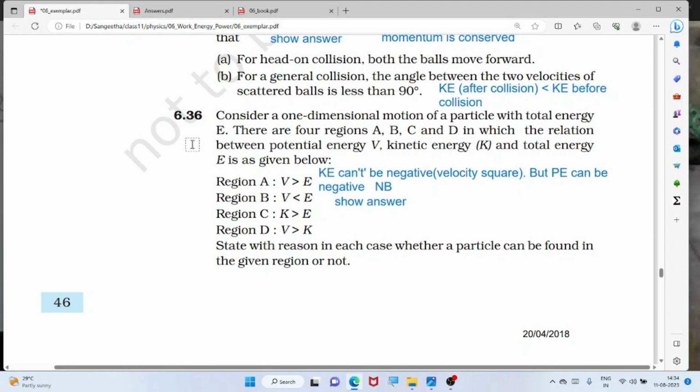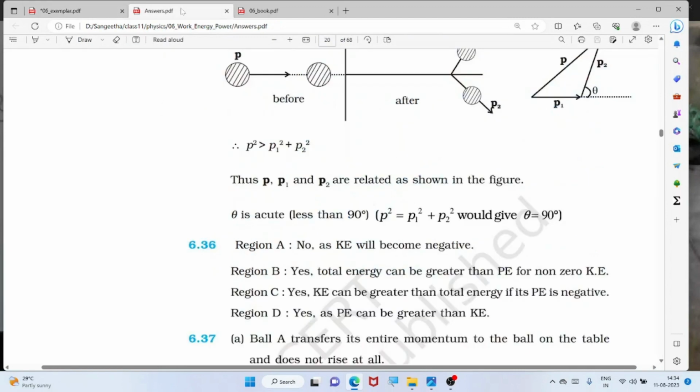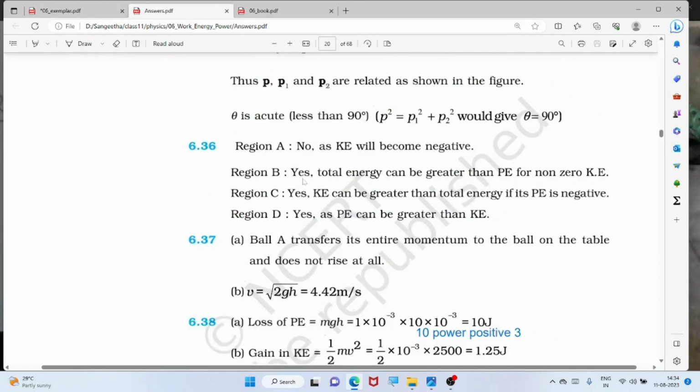Question 36. Region A, particle can't be found because the kinetic energy is negative as per energy conservation, so the particle can't be found. Region B, yes, it can, all the other things we can find. Potential energy can be negative. It depends on the height, and the height can be negative also.